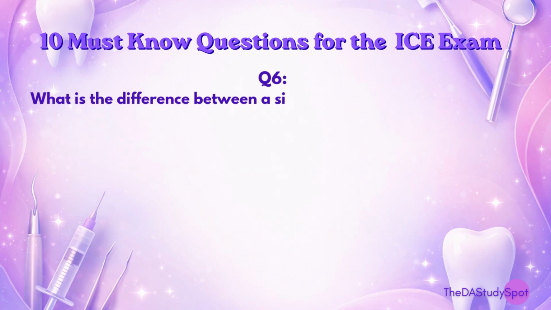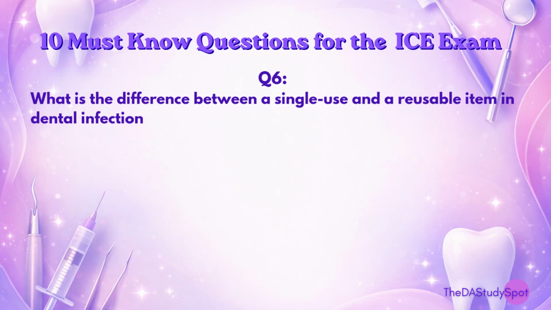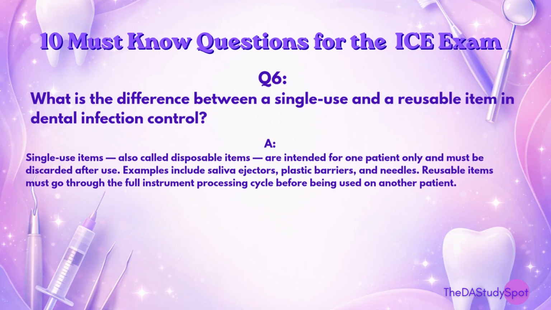Question 6. What is the difference between a single-use and a reusable item in dental infection control? The answer: single-use items, also called disposable items, are intended for one patient only and must be discarded after use. Examples include saliva injectors, plastic barriers, and needles. Reusable items must go through the full instrument processing cycle before being used on another patient.